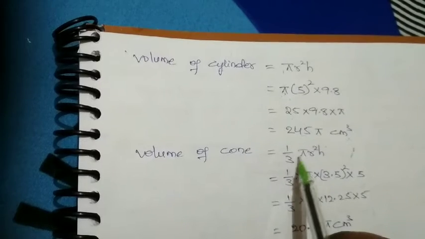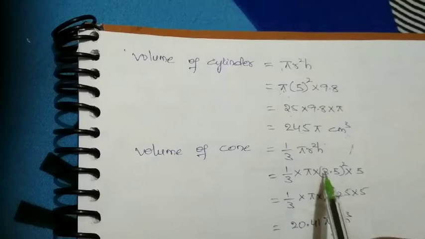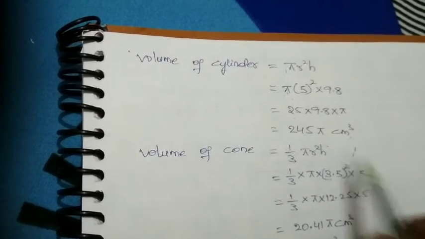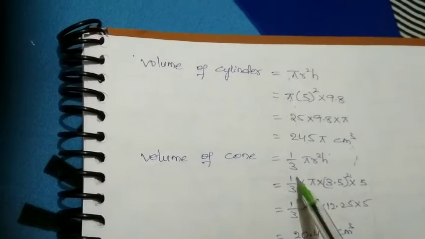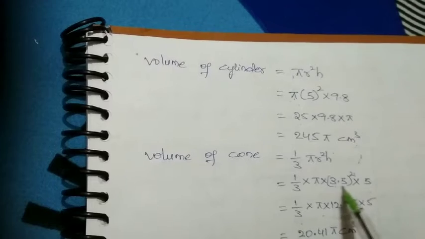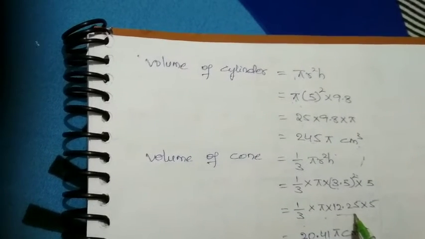So 1 by 3 pi I am taking as it is. Okay. So r square means it is the cone radius. So 3.5 whole square into h, which is 5. Okay. So 1 by 3 I am taking as it is. Pi also the same. Now 3.5 whole square means 3.5 into 3.5, which will give you 12.25.